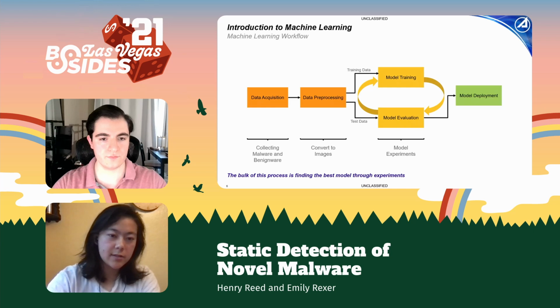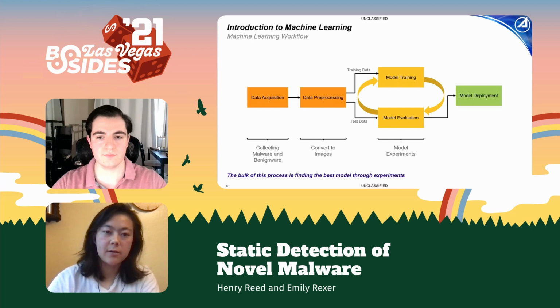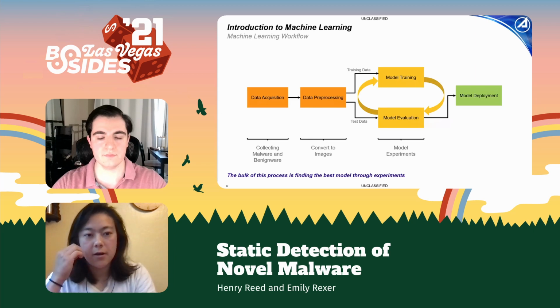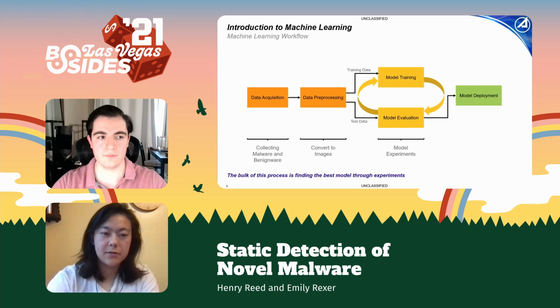And then we move into this sort of cyclic model experiments phase, where we train and evaluate a bunch of different models to try to get the most accurate model. Once we're done with that, we take the most accurate model and we push it into model deployment. But currently, we're still in the model experiments phase. So now I'm going to talk a little more on the specifics of the model.